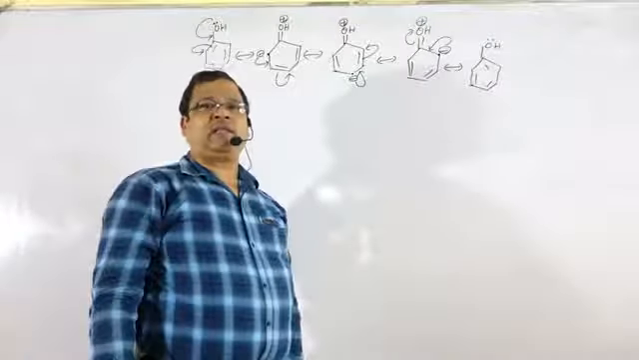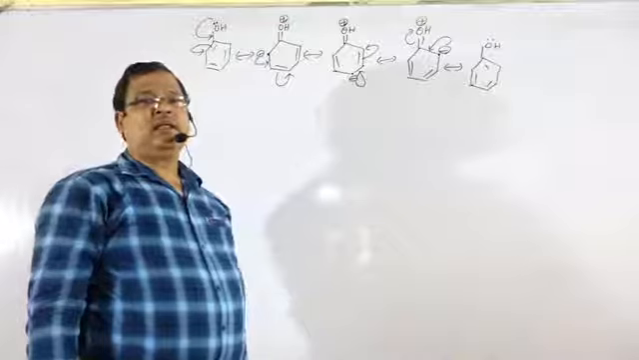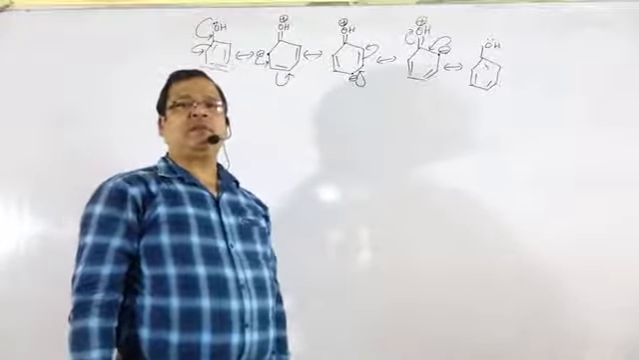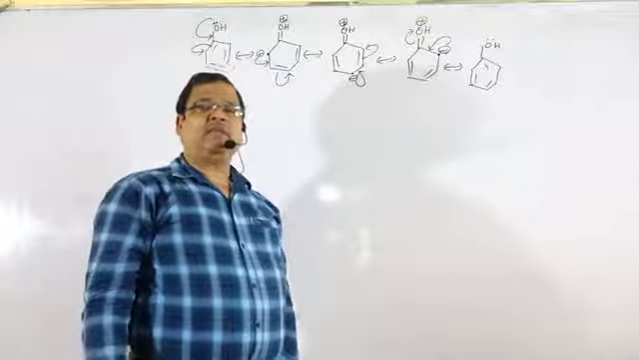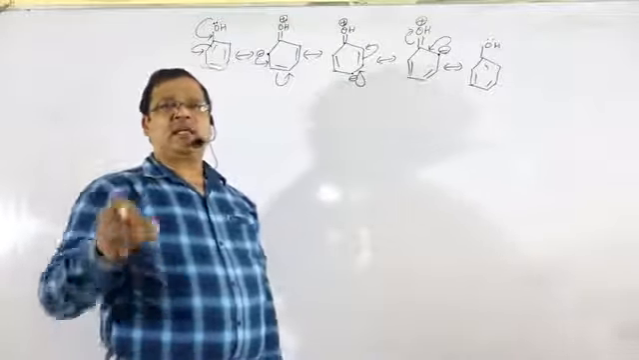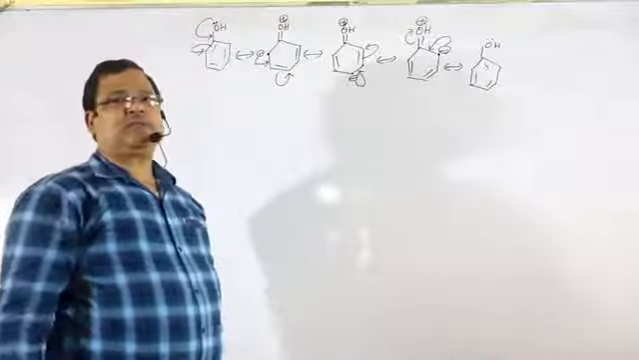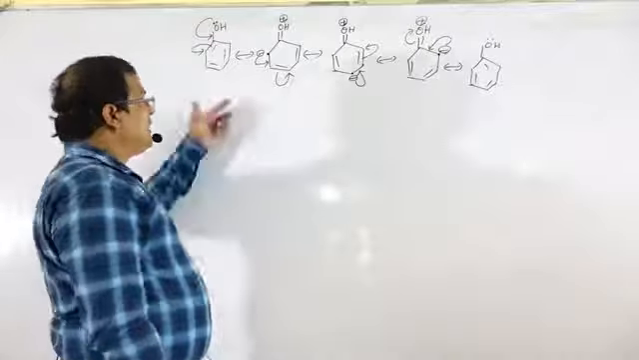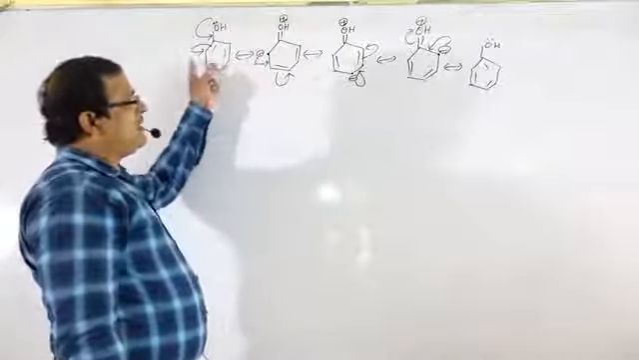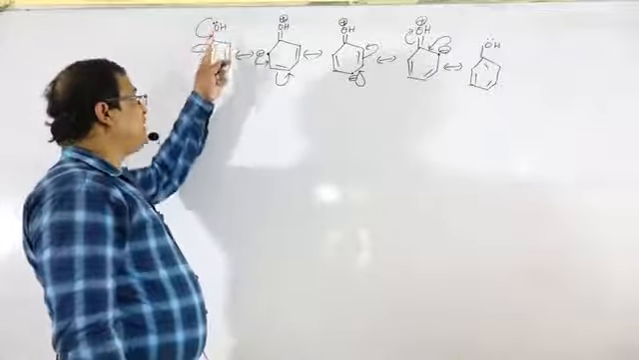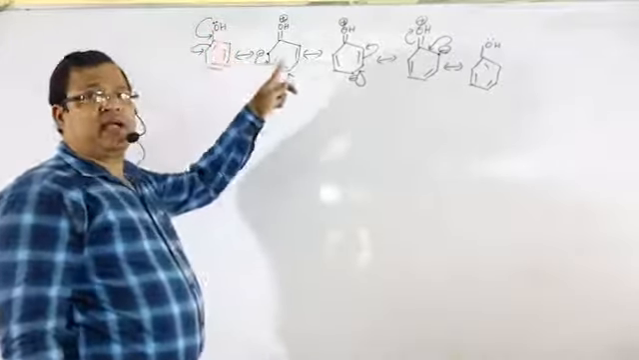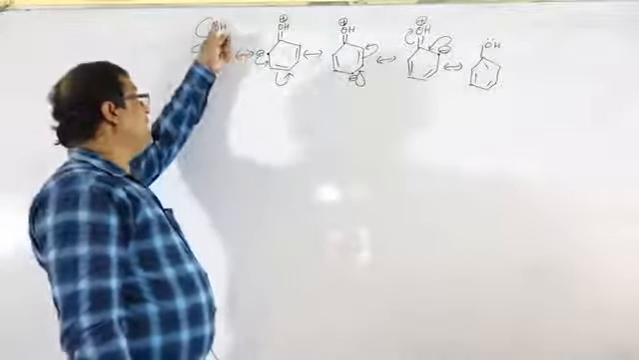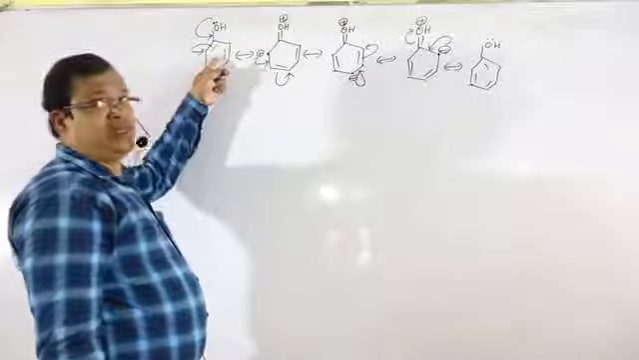Therefore, electrophiles like NO2 plus, Cl plus, Br plus, SO3, CH3 plus, etc., will get directed to these ortho positions, and we will get the ortho products. So first we will explain why the presence of the OH group in the benzene ring is ortho-para directing and ring activating. Why ring activating? Because it will increase electron density in the benzene ring.